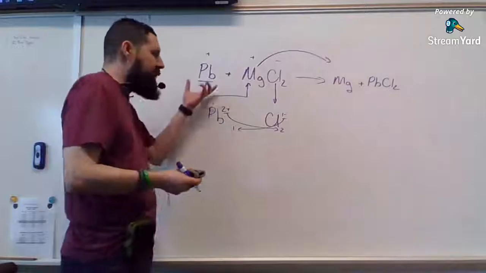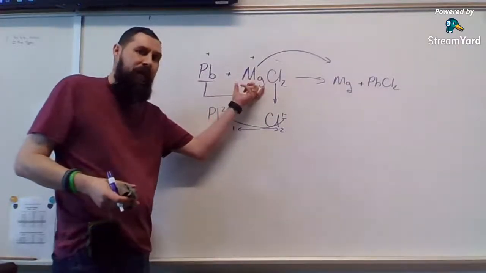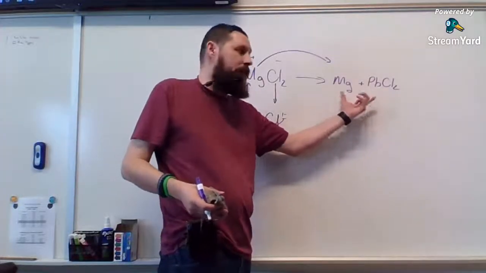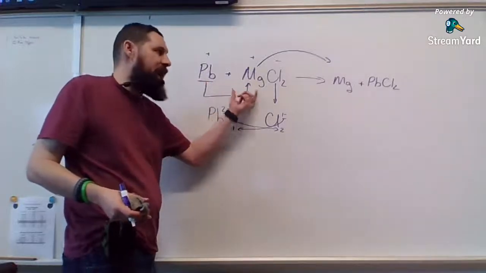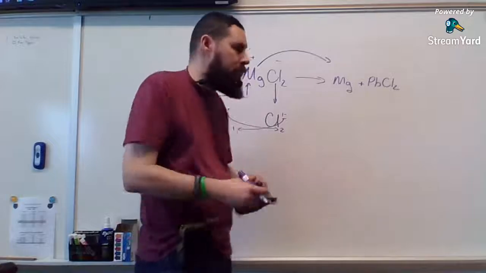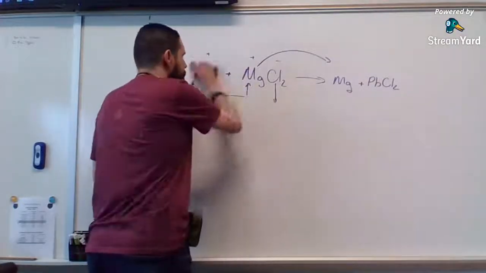And again, we'd have to look at the activity series. If lead is more active than magnesium, then this is what we would predict for the products. If, however, lead is less active than magnesium, then this would be a no reaction. Okay? So let's look at one more single displacement.